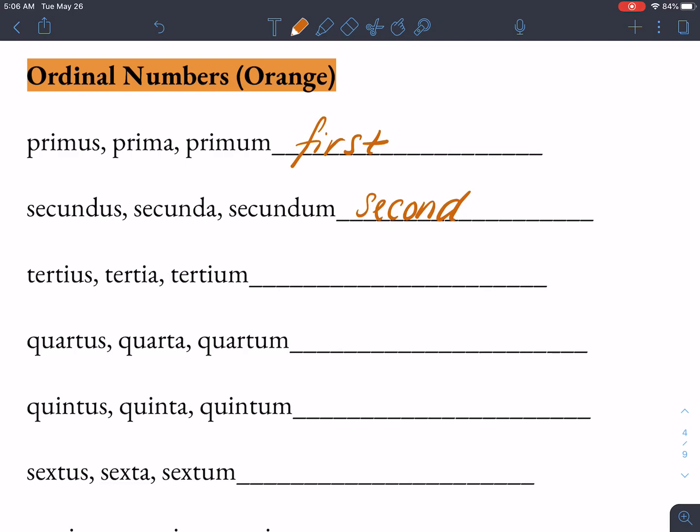Okay. Please repeat after me. Tertius, tertia, tertium. Again, tertius, tertia, tertium. You might have guessed it. That means third. All right, moving along here. Please repeat after me. Quartus, quarta, quartum. Again, quartus, quarta, quartum. That means fourth.